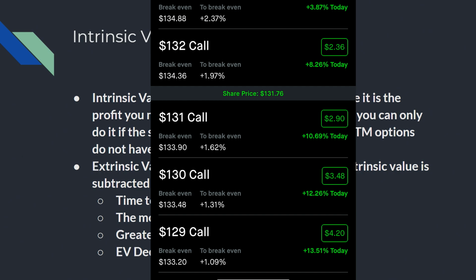Now, in order to find the extrinsic value, it's whatever is left over. So you would do $290 minus $76, and that comes out to $214. So you have $76 of intrinsic value and the rest extrinsic. Like I said, you calculate extrinsic value as what's left over after the intrinsic value, and the extrinsic value is made up of time to maturity plus implied volatility.